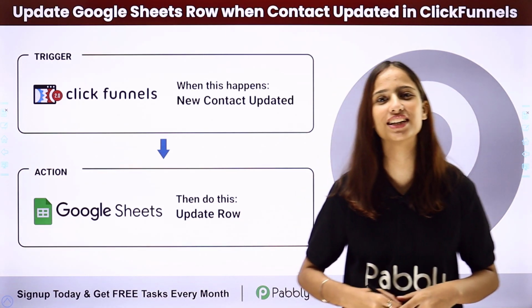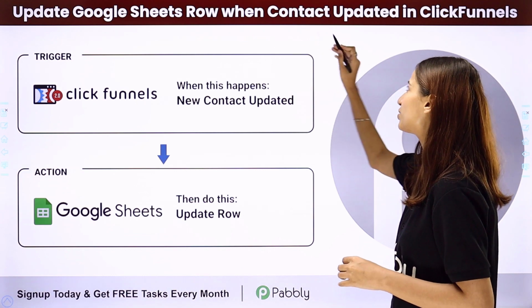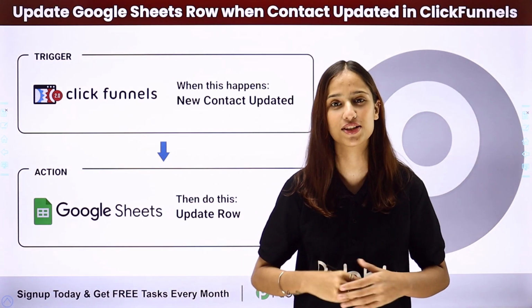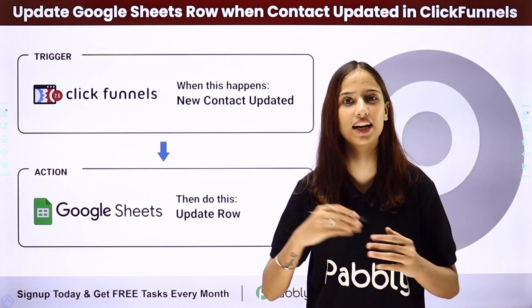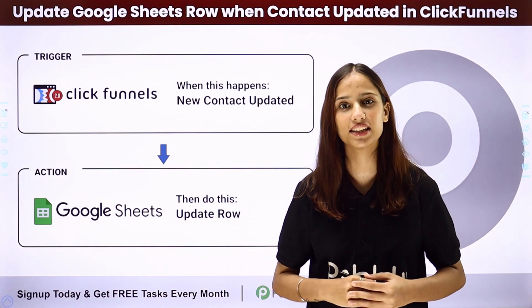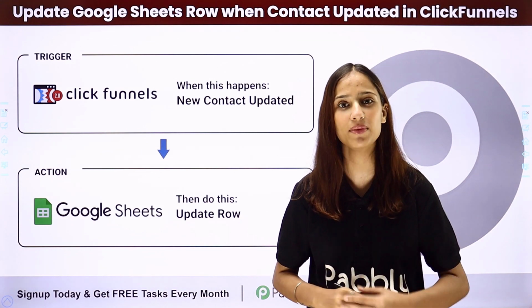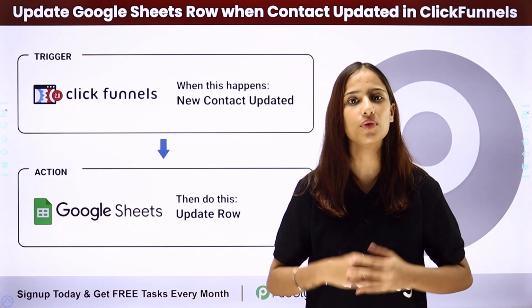So in today's video, we will learn how to update Google Sheets row when contact updated in ClickFunnels. So here let's say that every time whenever a new contact is updated in ClickFunnels, then with the updated details, I wish to update the same in my Google Sheets. So now how will I do this?